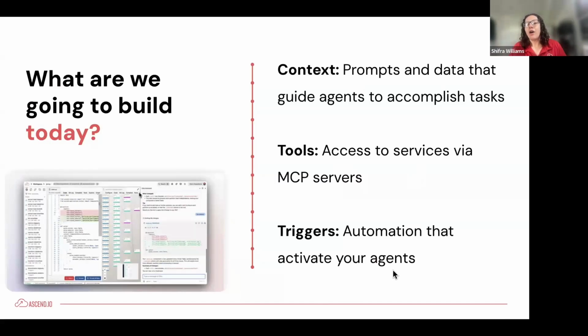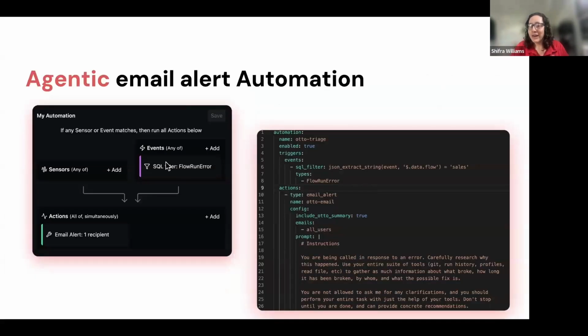And all of that is going to be automatically activated by this flow run error event. This is what we're going to configure today to give you an agentic email alert automation experience.